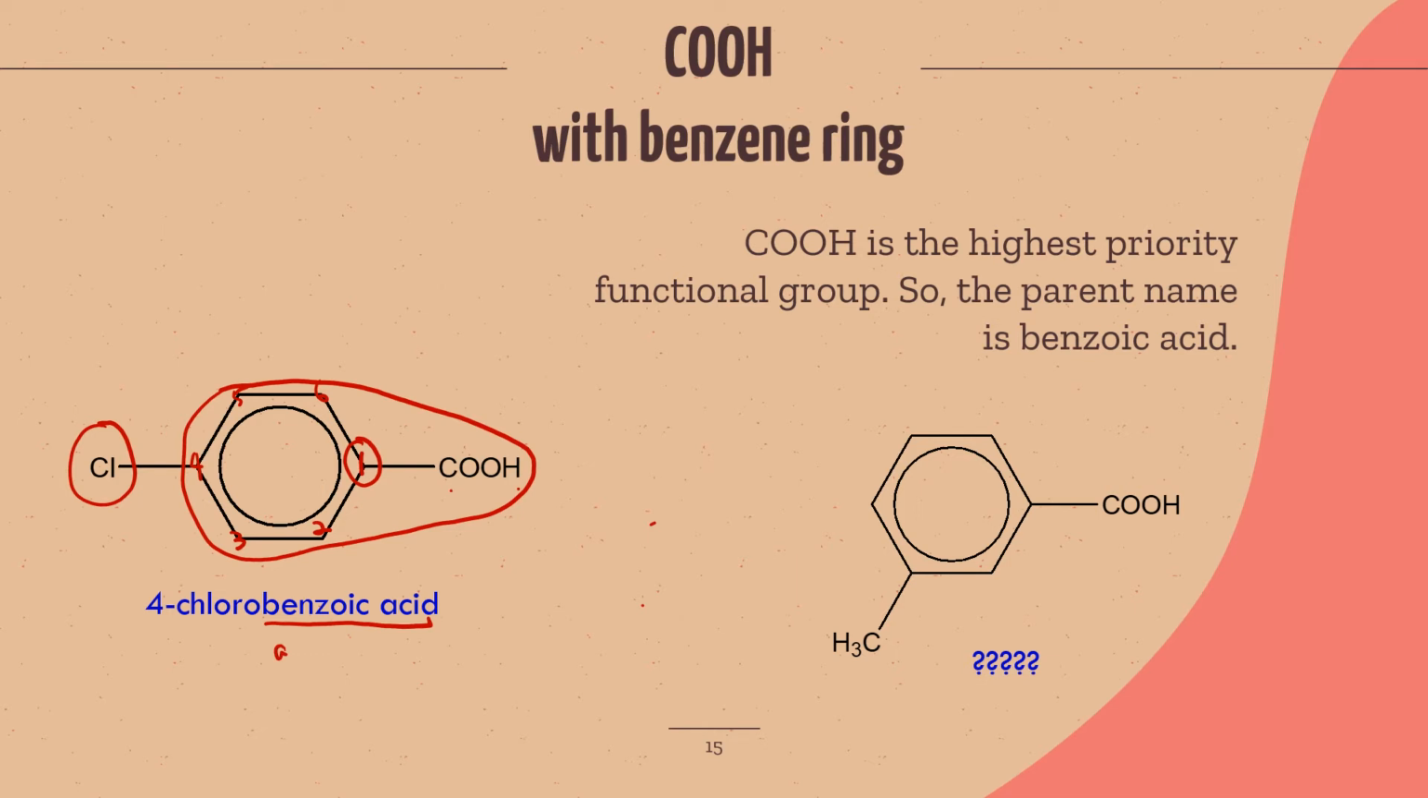Okay, ataupun you boleh gunakan penggantian ortho, meta ataupun para. So since we have 1-4 position between carboxyl dan juga chloro, so the name of this compound also could be para-chlorobenzoic acid.